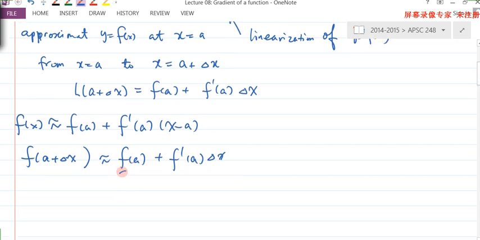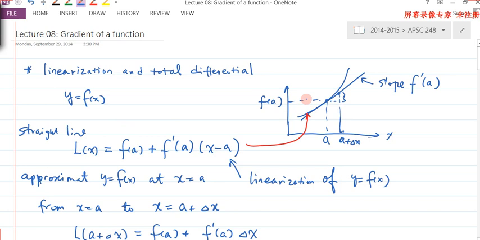So now I'm going to move this to the left side here, like this. So guess what? Now f of a plus delta x minus f of a here, right? And what's this one here? This is your x equal to a location, the corresponding y value. And this is the corresponding y value at where? At x equal to a plus delta x.